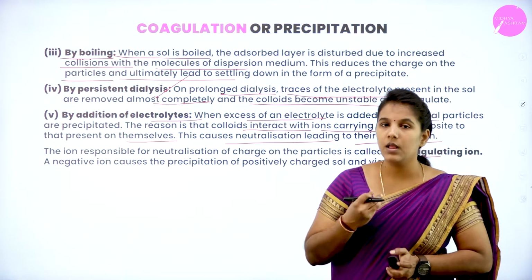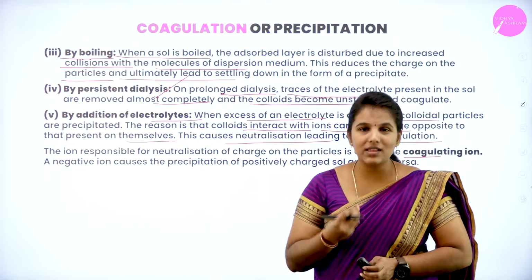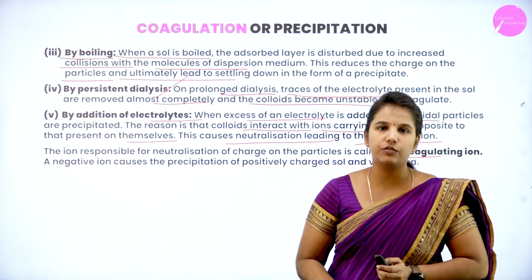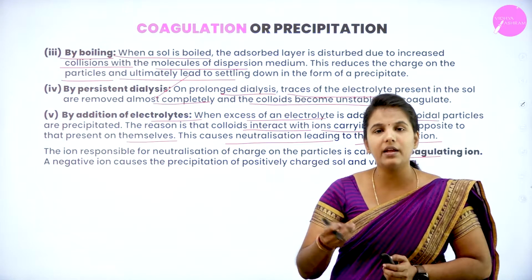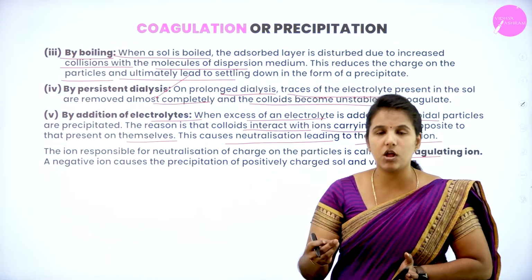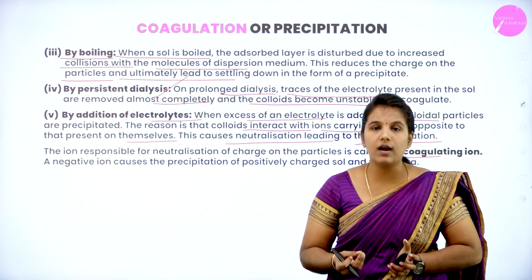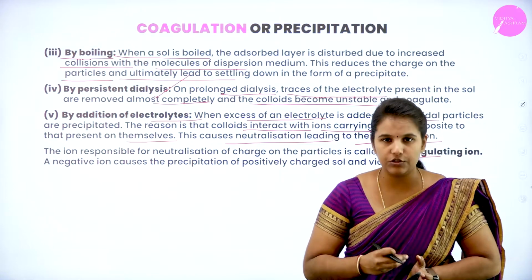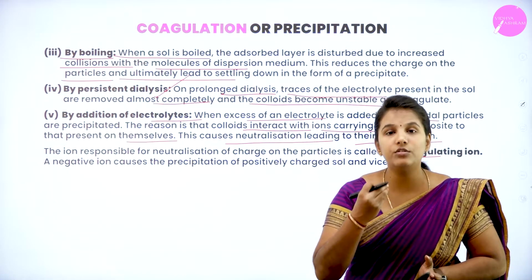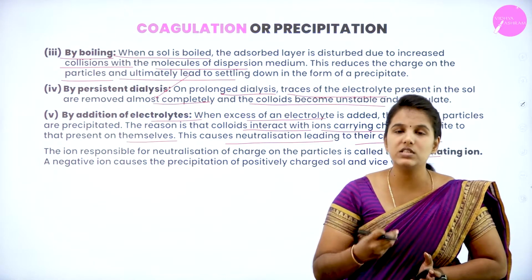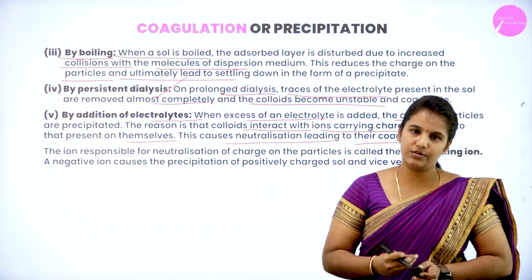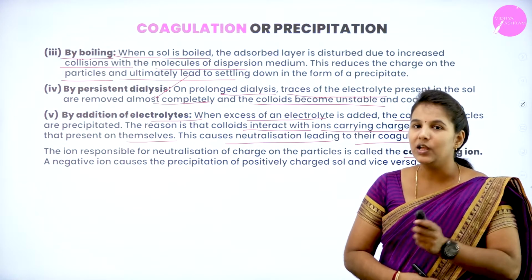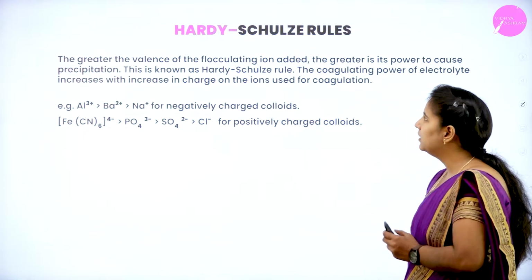This is how by adding the excess quantity of the electrolyte, by boiling, by electrophoresis, and also by adding oppositely charged salts, we can coagulate or settle down the colloidal solution, or we can say that we can neutralize the charges present in the colloidal solution. Hope you all understood coagulation and precipitation. We'll move on to the next topic.